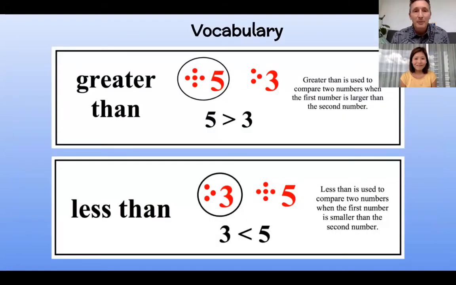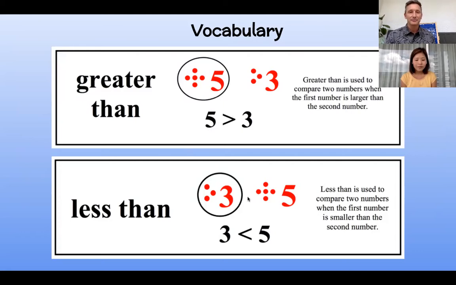For your first vocabulary word, we have greater than. The greater than vocabulary sentence is: greater than is used to compare two numbers when the first number is larger than the second number. Looking at this, the 5 is circled because it is greater than the 3. And the words less than are used to compare two numbers when the first number is smaller than the second number. In the example, the 3 is circled because it is less than the 5.